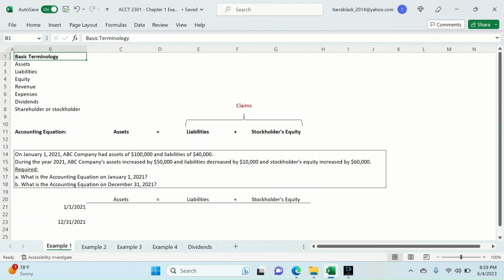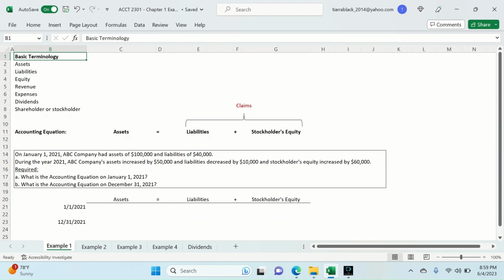So, the first one we have is assets, and these are items or resources a company owns or controls. Next is liabilities, and this is what a company owes or the debts of the company that must be paid back. Then we have equity, which is the amount of the company assets that belong to the owners of that company.